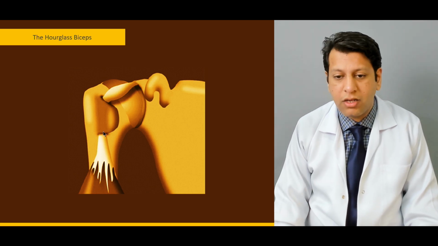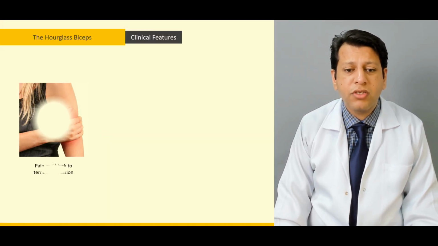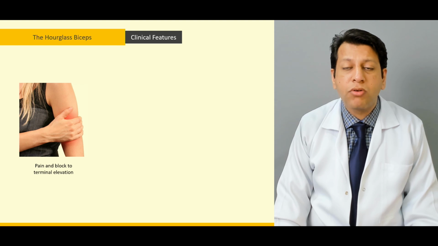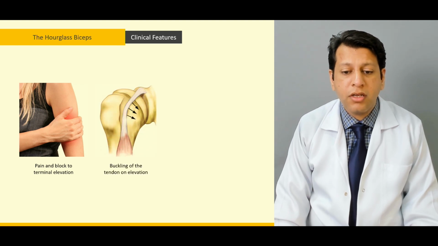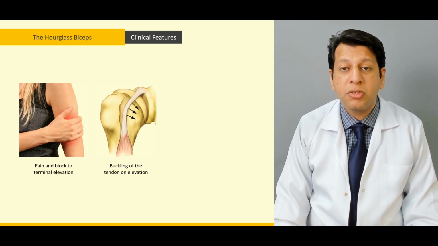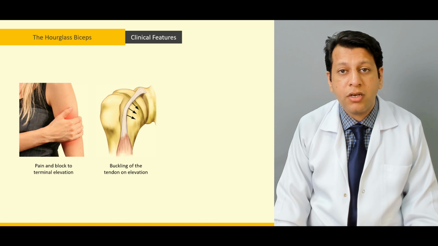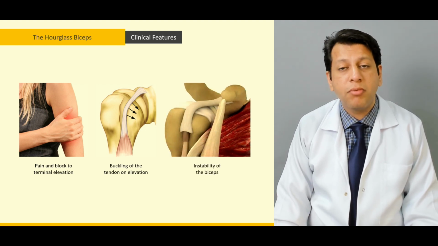recurrent tendinitis of the bicep, as the tendon would rub either on the proximal or on the distal edge of the hourglass appearance. Usually the clinical features of this include pain and block to the terminal elevation. Patient may have a problem with elevating the arm above the head, especially the buckling of the tendon on elevation as well. We may be able to visualize it or even palpate it.